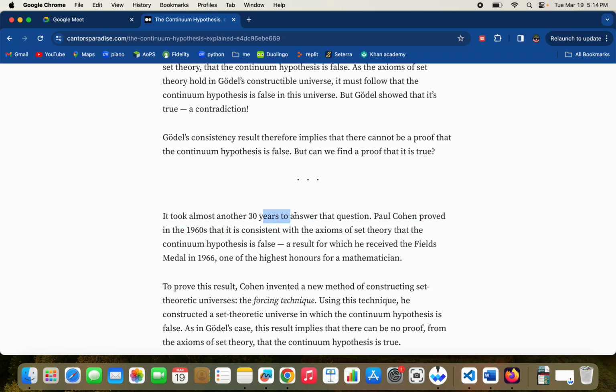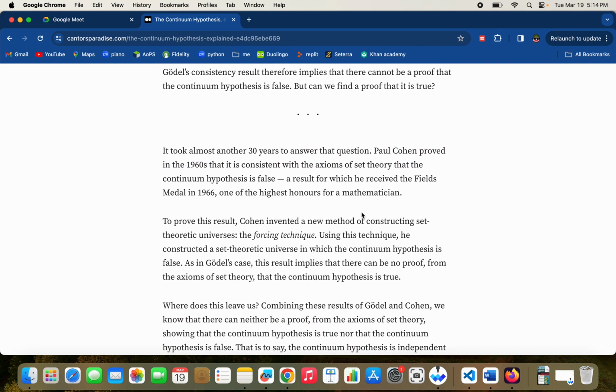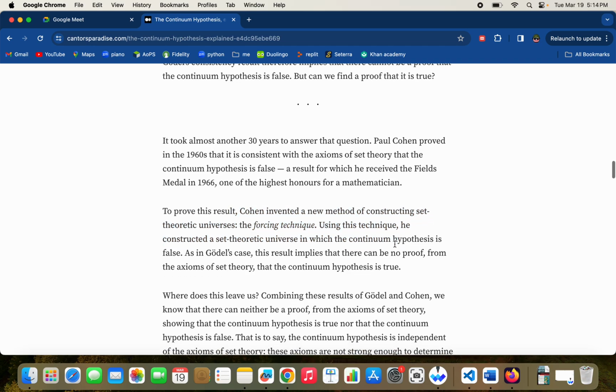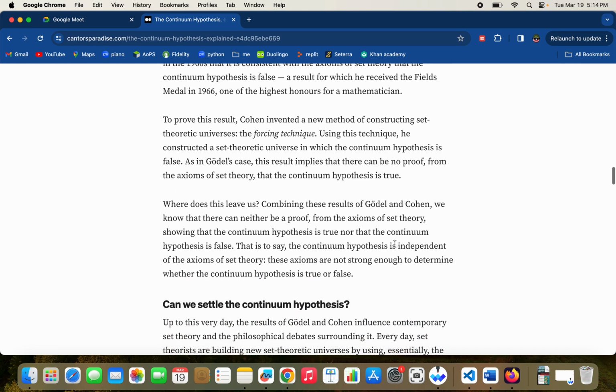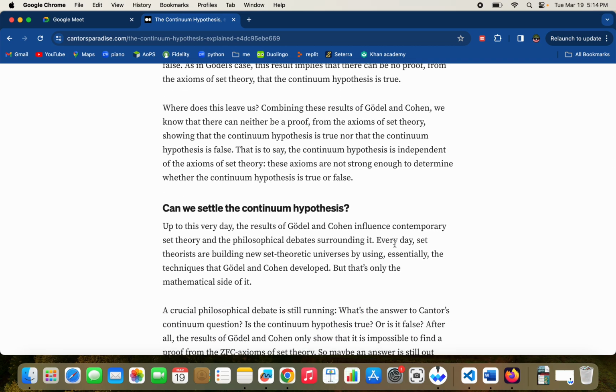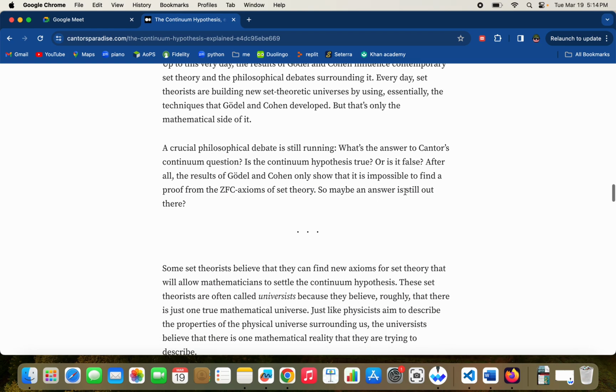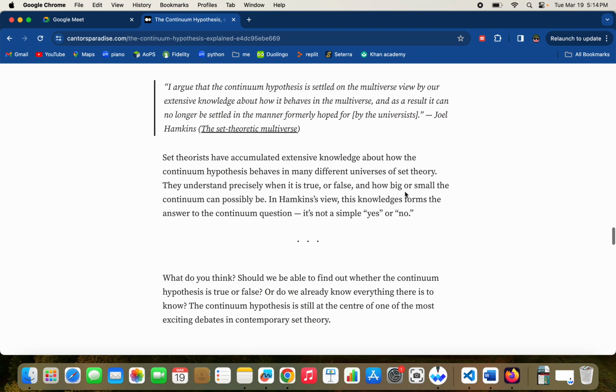It took another 30 years to answer that question. Cohen proved in the 1960s that it is consistent with the axioms of set theory that the continuum hypothesis is false, a result for which he received the Fields Medal. Cohen invented a new method, forcing. Okay. Oh god. So there really is no answer.